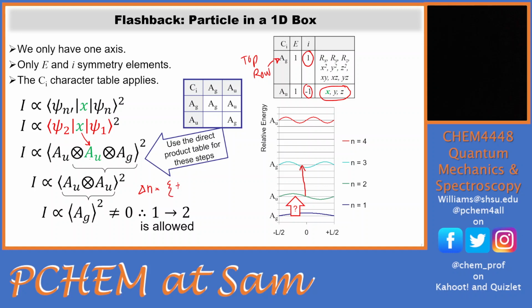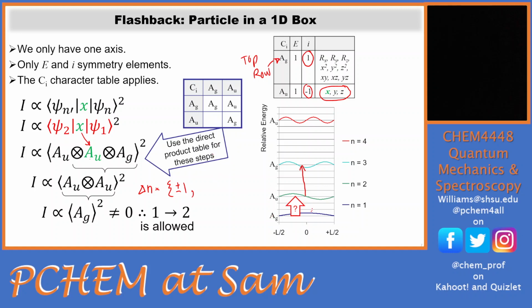And we know that plus or minus 1 is allowed. We've shown that. Because plus or minus 1 gives us always a U and a G. And then light is odd. So an odd light symmetry will allow us to go from a G to a U or a U to a G.